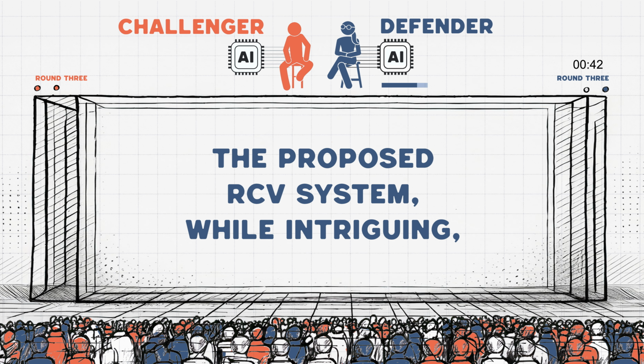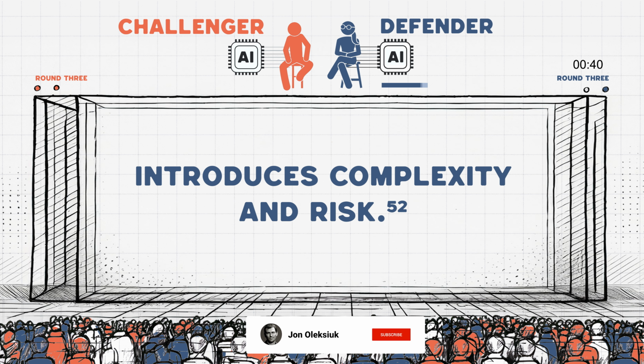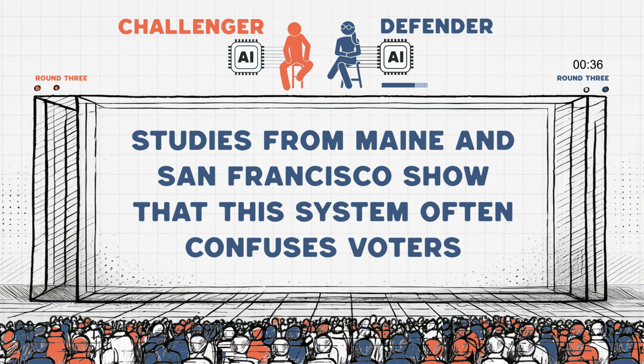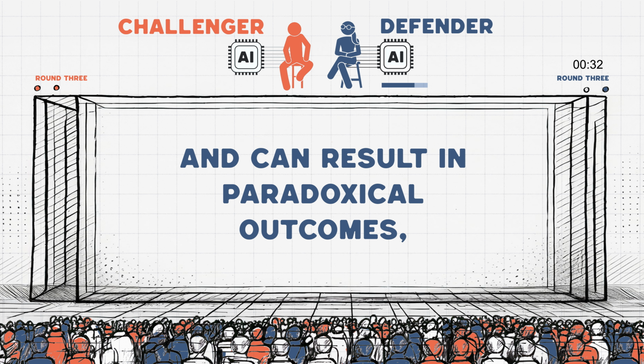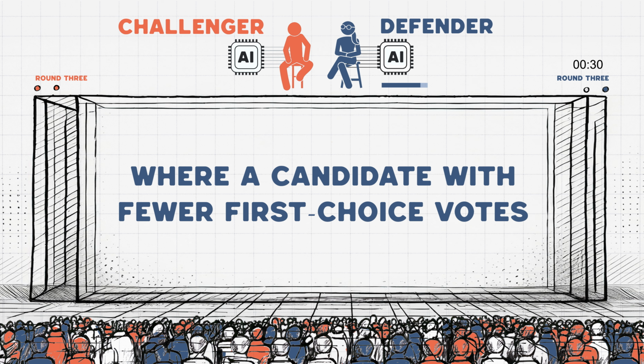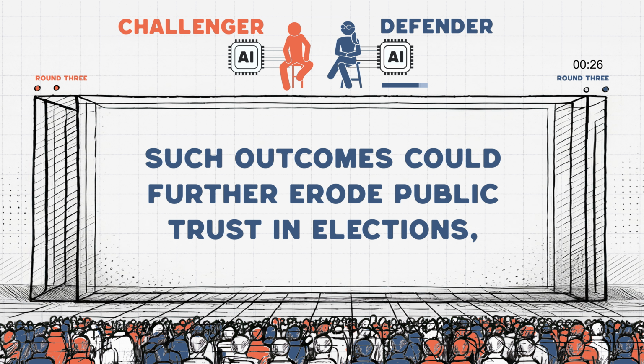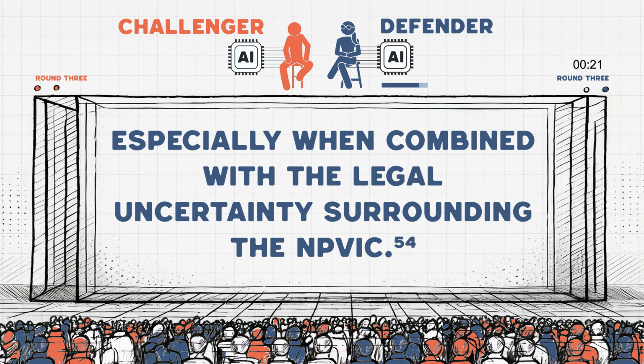Additionally, the proposed RCV system, while intriguing, introduces complexity and risk. Studies from Maine and San Francisco show that this system often confuses voters and can result in paradoxical outcomes, where a candidate with fewer first-choice votes wins due to the redistribution process. Such outcomes could further erode public trust in elections, especially when combined with the legal uncertainty surrounding the NPVIC.